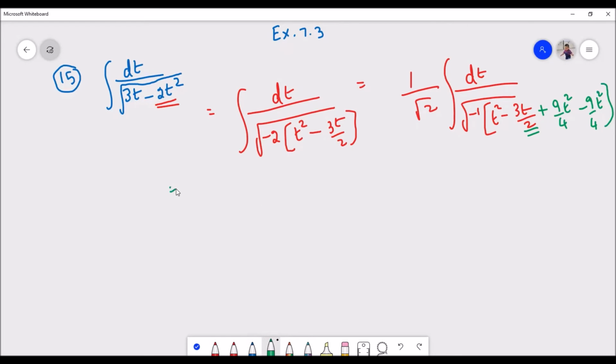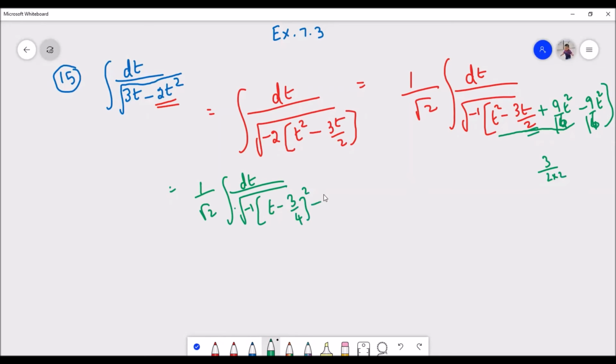So what we will get here is 1 by root 2 of integration of dt divided by root over, this minus 1 is there within the square root still, minus 1 of this t square minus 3t by 2 plus 9 by 4 t square, which is a perfect square. That is t minus 3 by 2, sorry, this is 9 by 16, because 3 by 2 by 2 is 3 by 4, you are squaring. B term is 3 by 4, so squaring gives 9 by 16. So t minus 3 by 4 whole square. This is my B term.